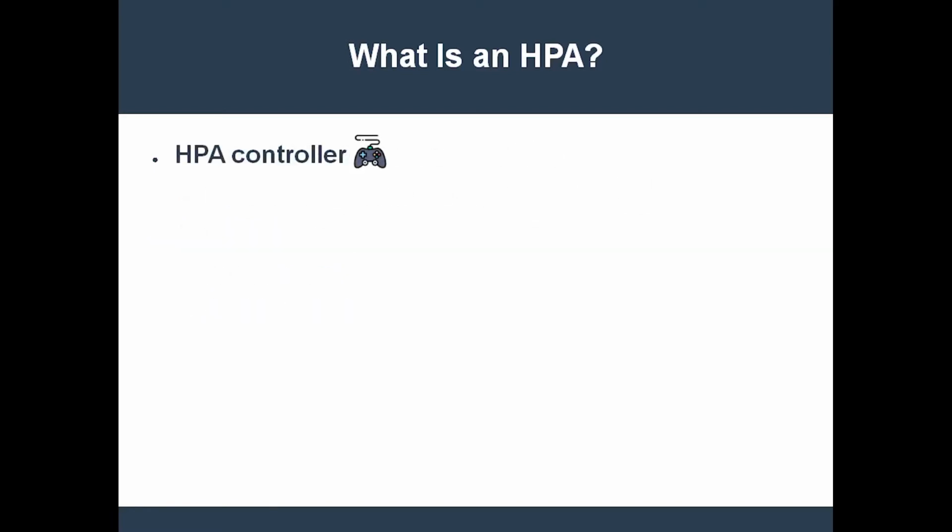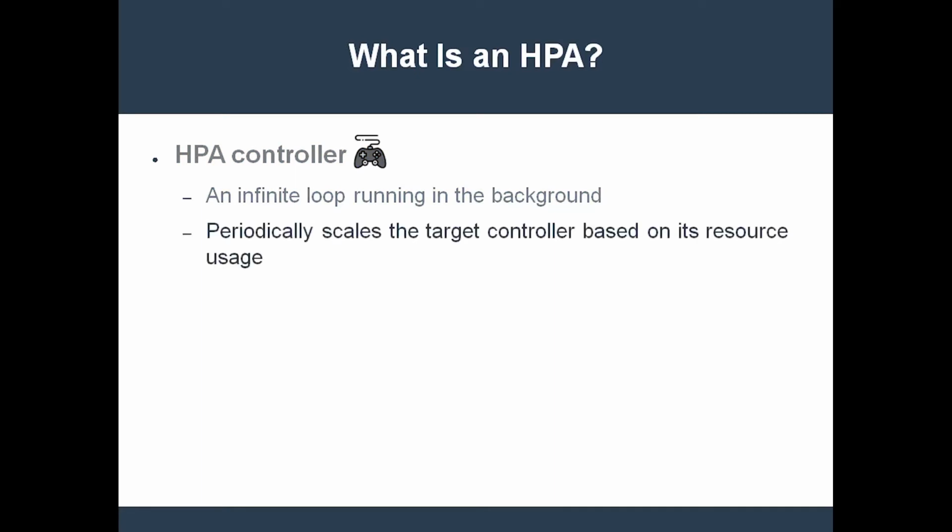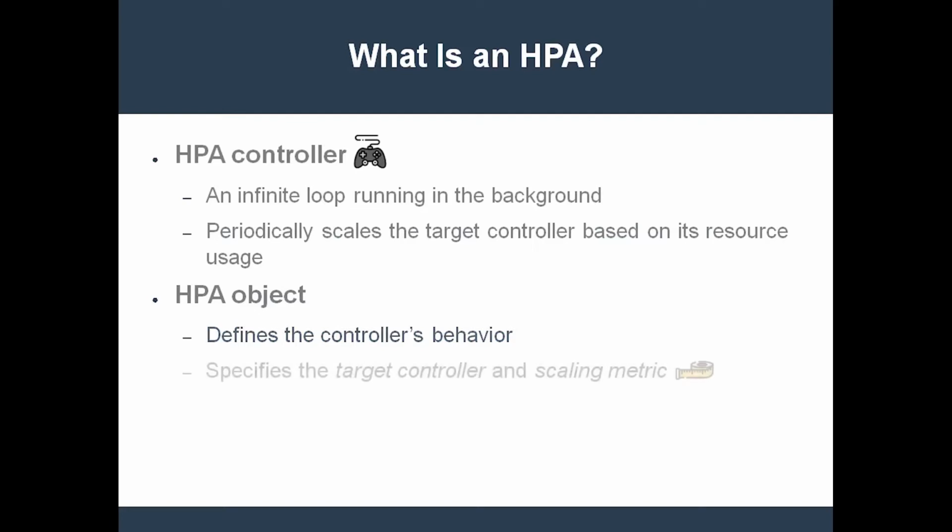The controller is basically an infinite loop which periodically changes the number of replicas for a deployment or replica set based on observed metrics. The HPA object determines the behavior of the HPA controller. It specifies things like the target controller and target resource usage value.